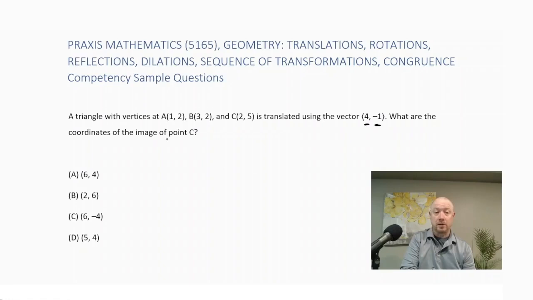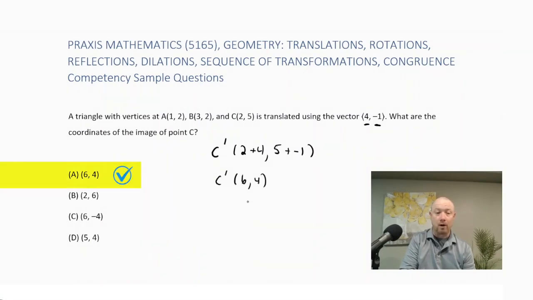All right, so they want us to translate point C. So that means that C prime, which would be the translated point, would be 2 + 4 for the x and 5 + -1 for the y-coordinate. So that would give us C prime is (6, 4). So the answer here would be choice A.